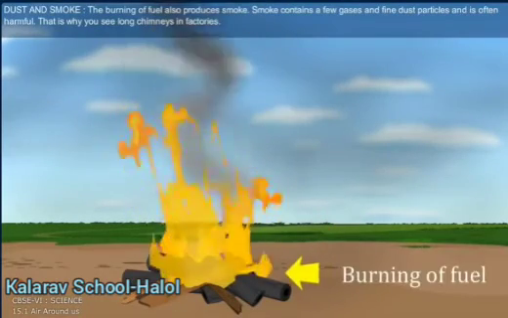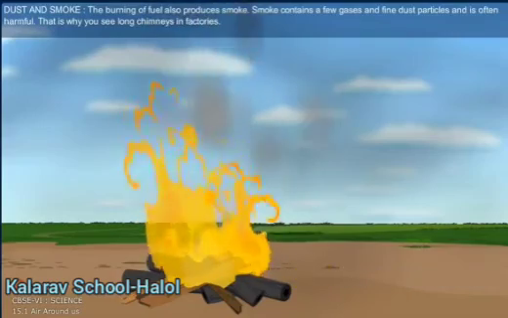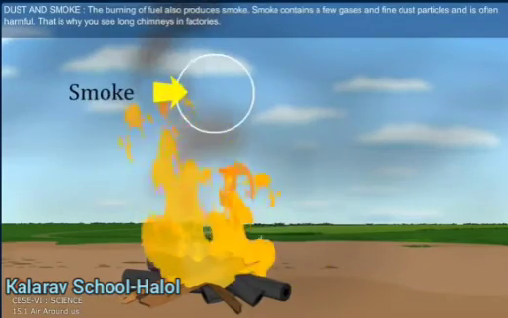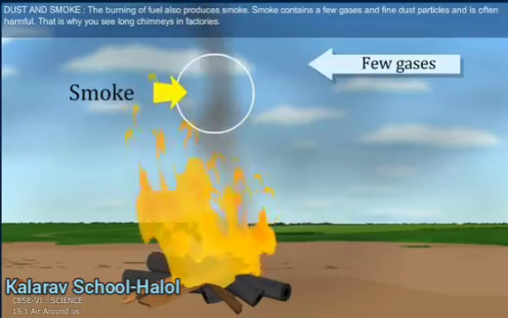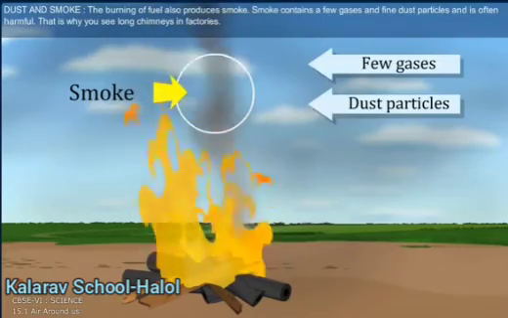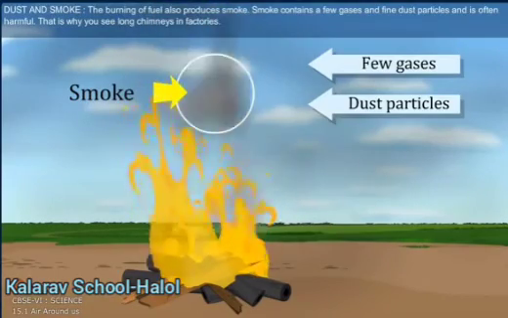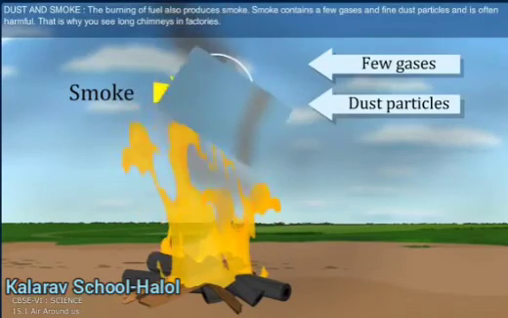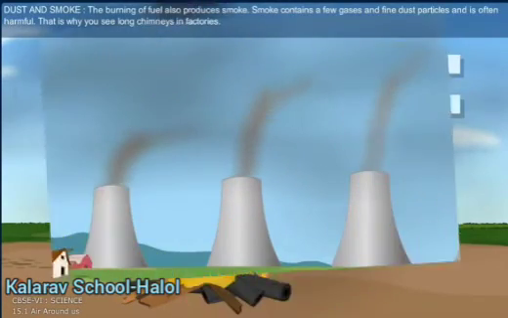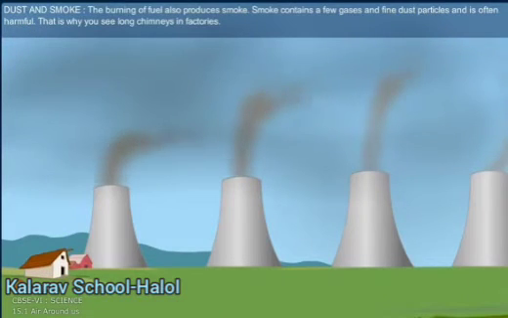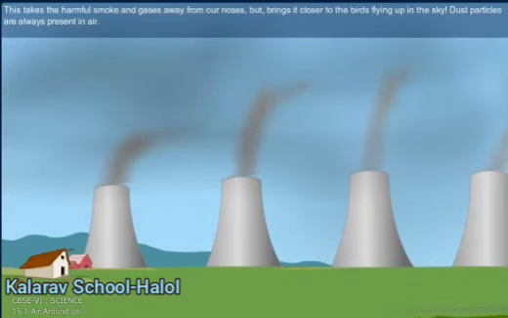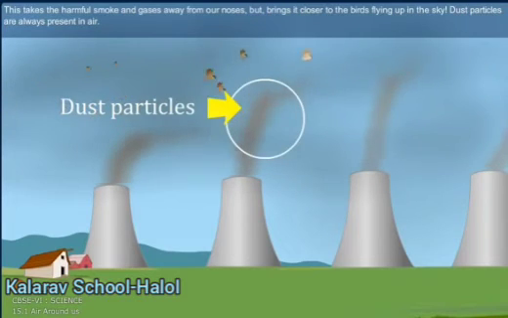Dust and smoke. The burning of fuel also produces smoke. Smoke contains a few gases and fine dust particles and is often harmful. That is why you see long chimneys in factories. This takes the harmful smoke and gases away from our noses but brings it closer to the birds flying up in the sky. Dust particles are always present in air.